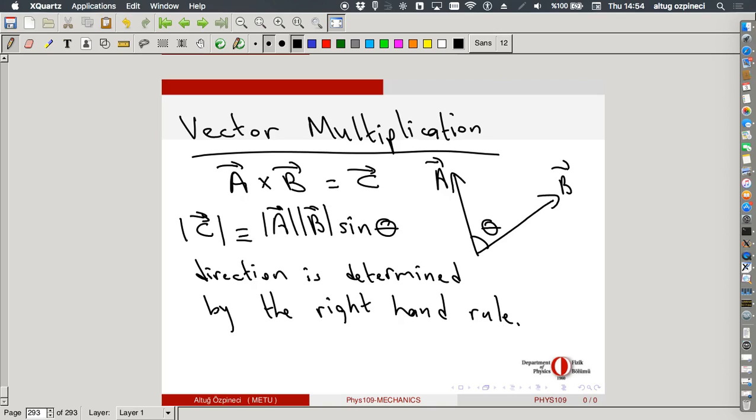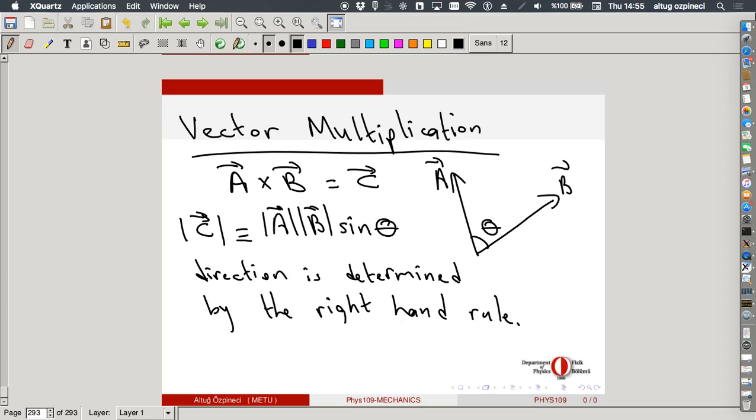Now, how do we apply the right-hand rule? Let's just suppose that this is my vector A, this is my vector B. I would like to calculate A cross B. Just imagine that there is a rotation. A vector is rotating towards the B vector. What is the direction of the angular velocity? That is the direction of this cross product.